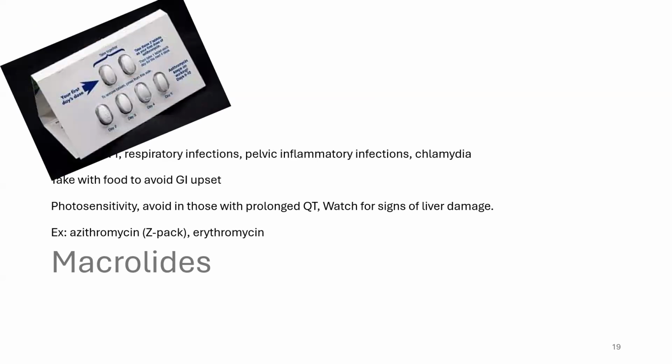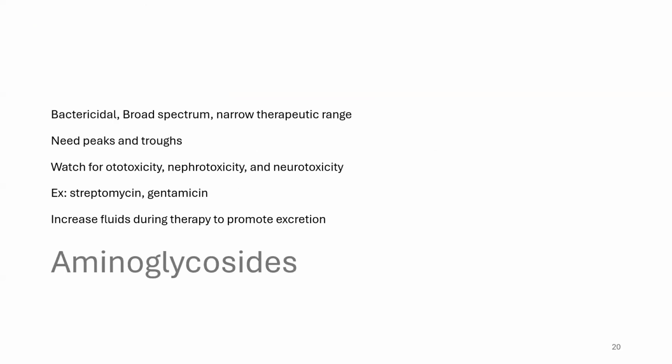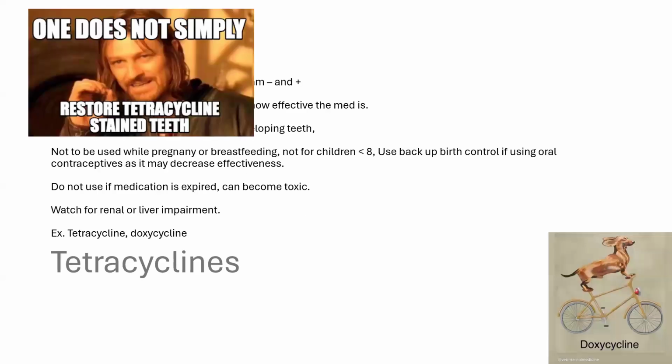Our macrolides end in thromycin, so you see like azithromycin or erythromycin there. We have our aminoglycosides. These end in mycin, although this can be spelled differently. So it can be MYCIN or MICIN, as in the examples that I have shown here. We also have our tetracyclines. These end in cycline, like tetracycline or doxycycline. I'll let you look over the information I have there.